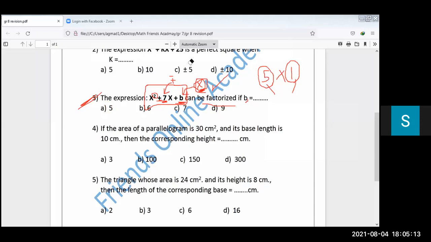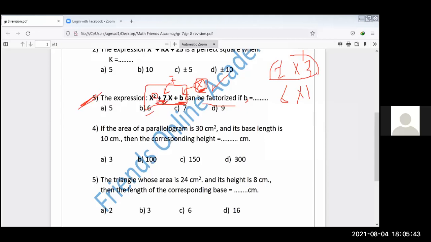Let's check another one. Now I will check 6. I will see what times what in multiplication gives me 6. 2 times 3 and 6 times 1. Yes, excellent. 2 times 3 or 6 times 1. I will check now. First, 2 times 3 gives me 6, and 2 plus 3 gives you 7? I need this. No.